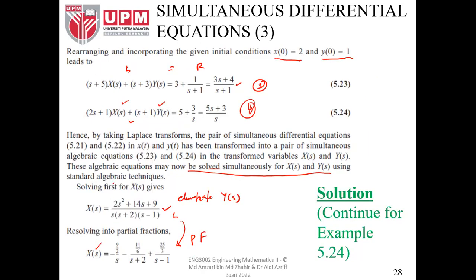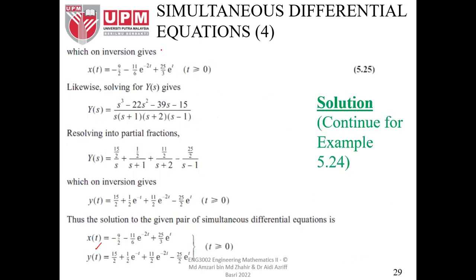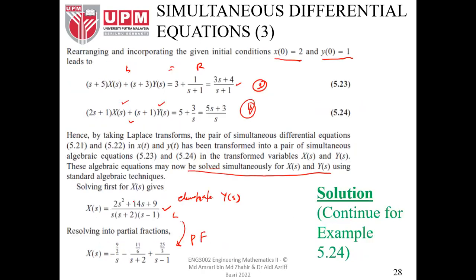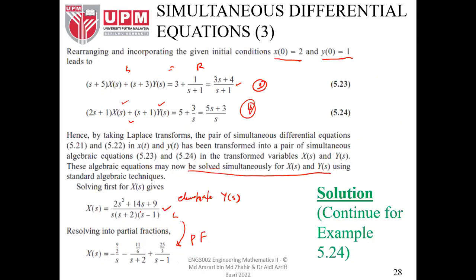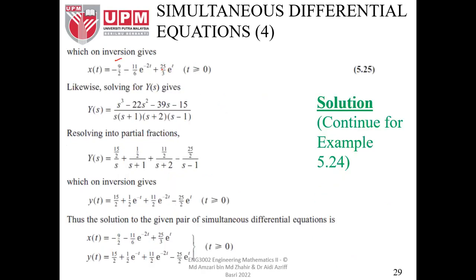Okay, we know that the first one is negative 9/2, so it becomes negative 9/2. The second one is 11/6 over s plus 2, which is equal to negative 11/6, the constants, with exponent negative 2t. Plus the third one, 25/3 over s minus 1, becomes 25/3 with exponent t, for t bigger than 0. So done, we solved x(s) and x(t).